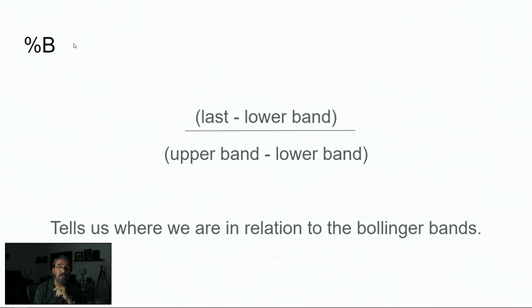I don't know why I made it so small up here in the corner, but this is percent B. Its calculation is the difference of the last close and the lower band, divided by the difference of the upper band and the lower band. And this tells you where you are in relation to Bollinger Bands. By the way, I should have capitalized Bollinger Bands. My apologies to Mr. Bollinger.